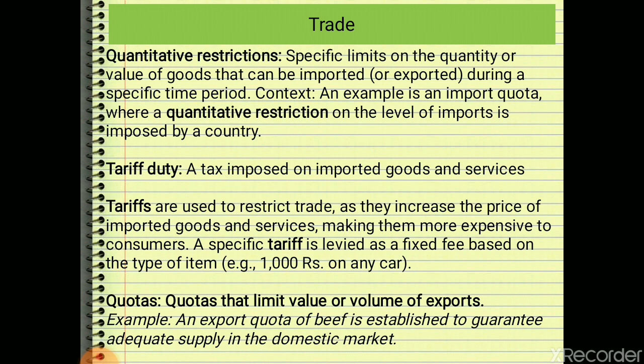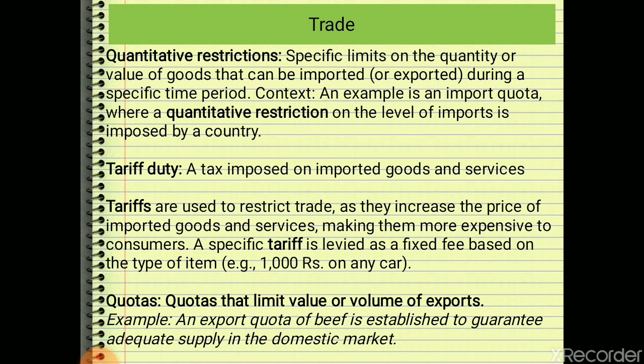Then quantitative restrictions. They are specific limits on the quantity or value of goods that can be exported or imported during a specific time period. That for this year or for this specific time, only this amount of quantity or this value of goods can be exported or imported. That kind of restriction is termed a quantitative restriction. An example is an import quota, where a quantitative restriction on the level of import is imposed by a country, that only this quantity or this amount can be imported, and more than that we cannot import.